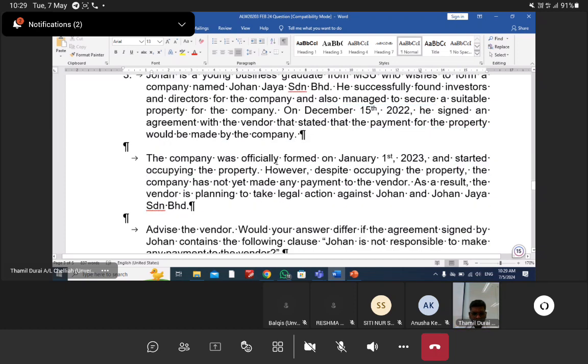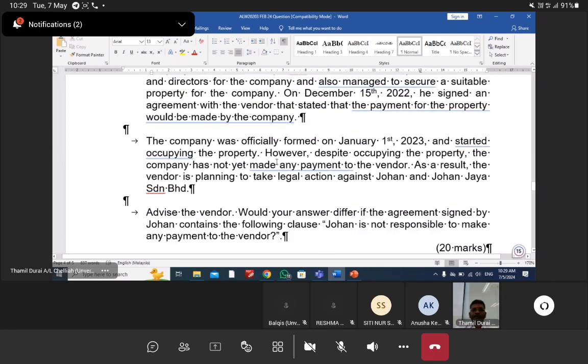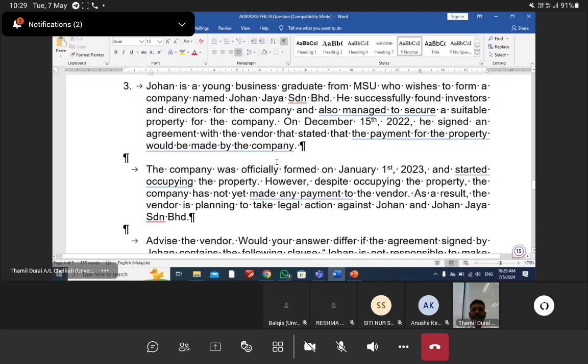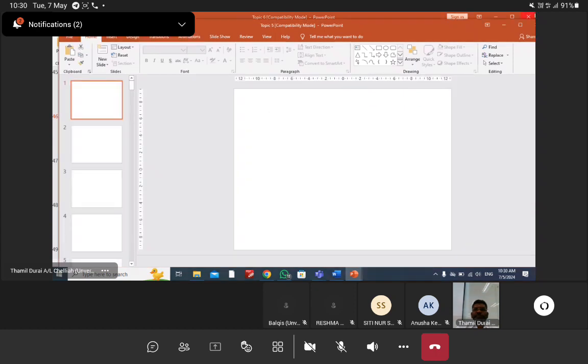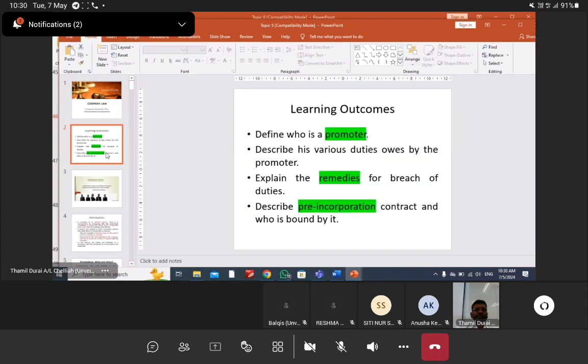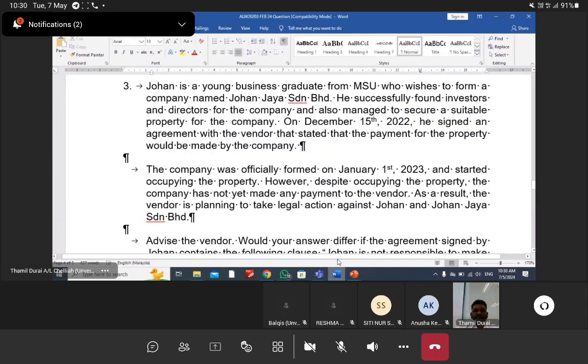Next. What topic is this? Yes? Okay. So now you tell me what you're supposed to discuss here. Area of law. Is it about ratification?